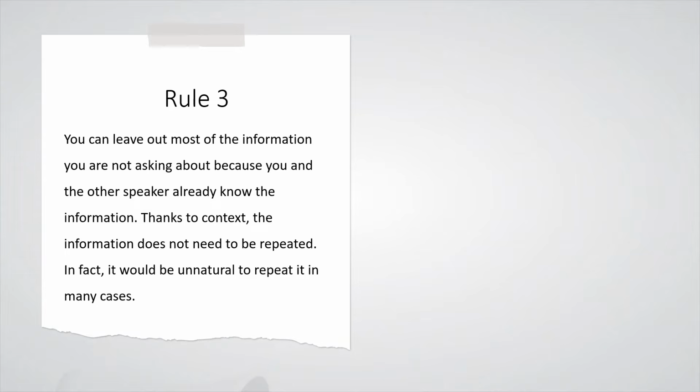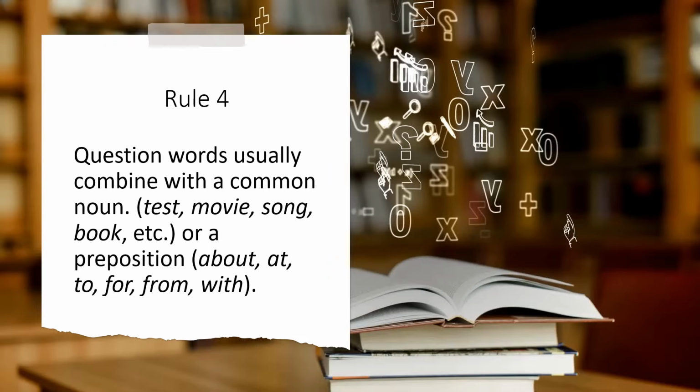Rule 3. You can leave out most of the information you're not asking about because you and the other speaker already know the information. Thanks to context, the information does not need to be repeated. In fact, it would be unnatural to repeat it in many cases. Rule 4. Question words usually combine with a common noun. For example, test, movie, song, book, etc. Or a preposition. For example, about, at, to, for, from, or with.